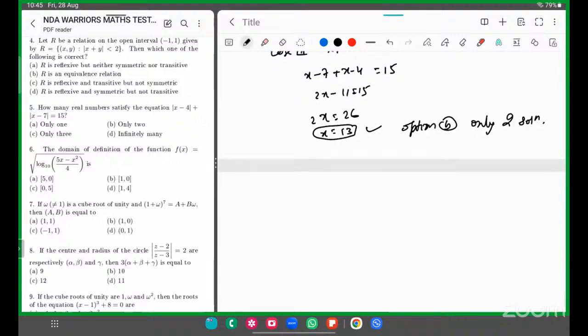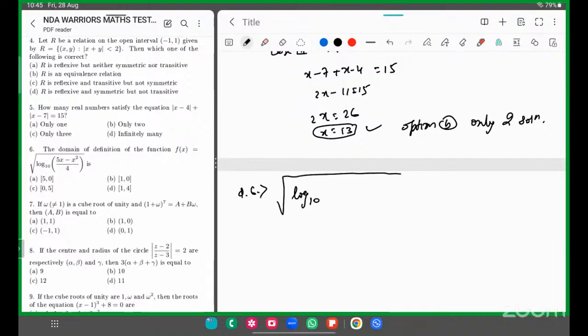Domain of the definition of this function f of x. We need to find the domain. Since root is also there, log is also there, we need to apply the properties of these functions, root function and log function. 5x minus x square by 4.